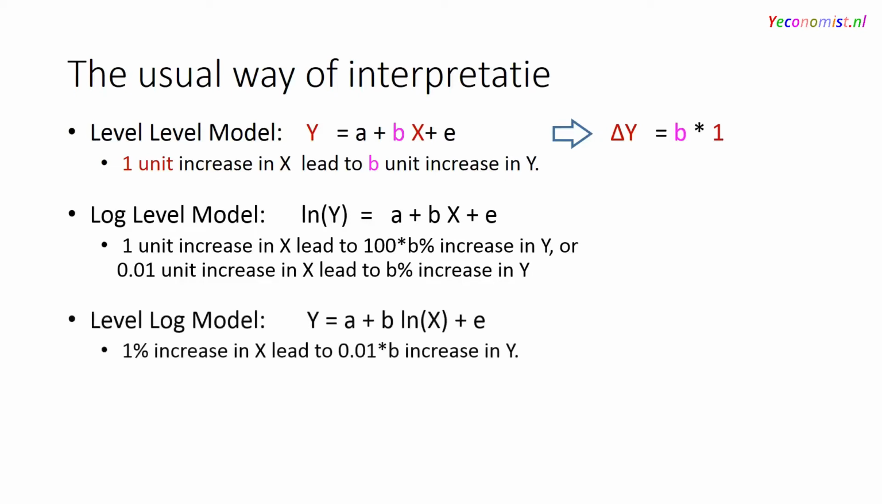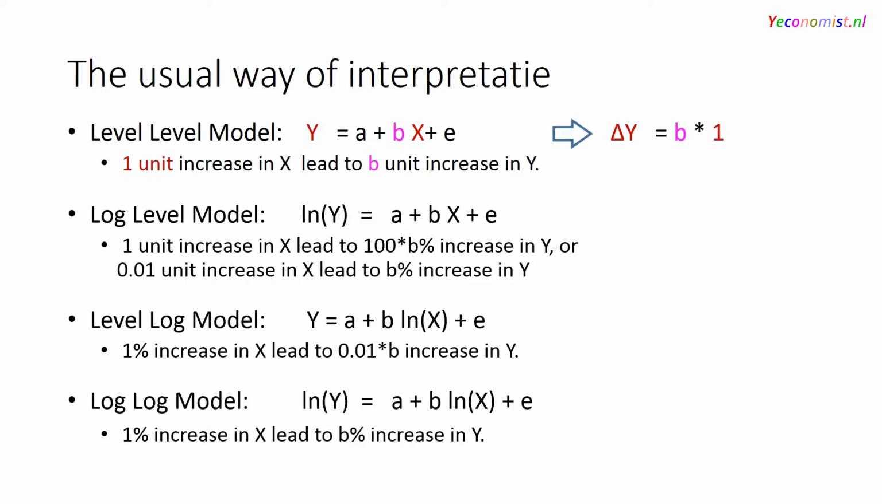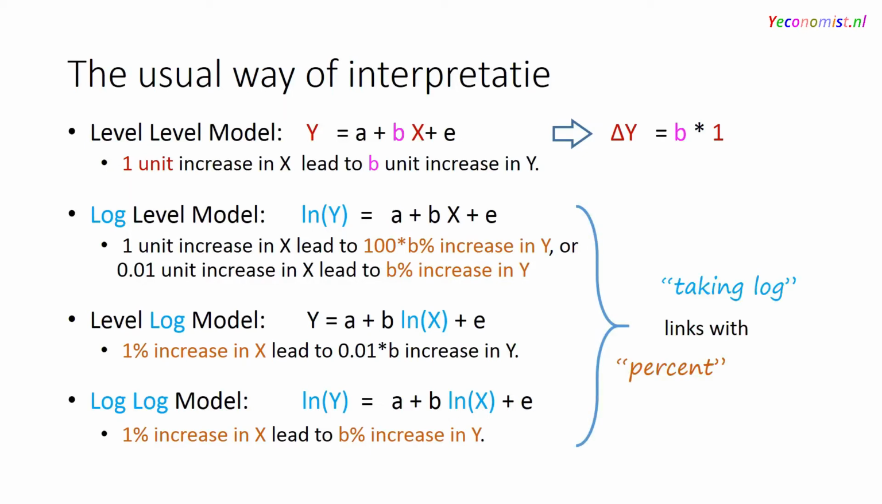And then if you look at the level log model, that is, now we take the log in x, we would say a 1% increase in the x variable would lead to a 0.01 times b increase in the y. And for the log log model, we say a 1% increase in the x leads to a b% increase in the y. Now let's look at the three models with logarithm again, and what you can discover is that whenever you take the logarithm transformation on a variable, then in the interpretation it becomes percent. And this is what you see in the textbook examples. Therefore, now the question is why taking logarithm is associated with the change in percent.